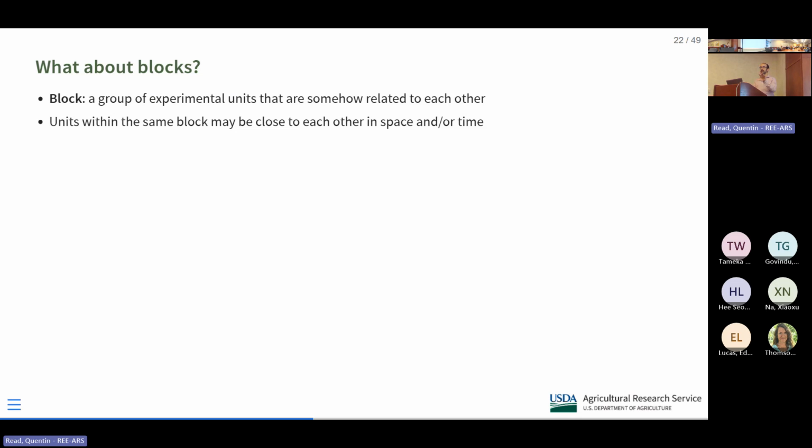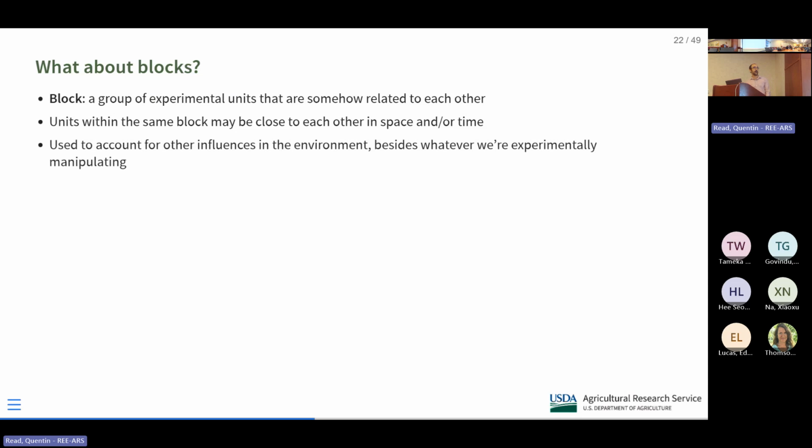Like if you did a study on mice and did 3 repetitions of the trial on different days, each day would be a block as well, because it's possible that the lab conditions could have varied from day to day. So those units that were on day 1 are more related to each other than units from different days. Space or time can be a block.